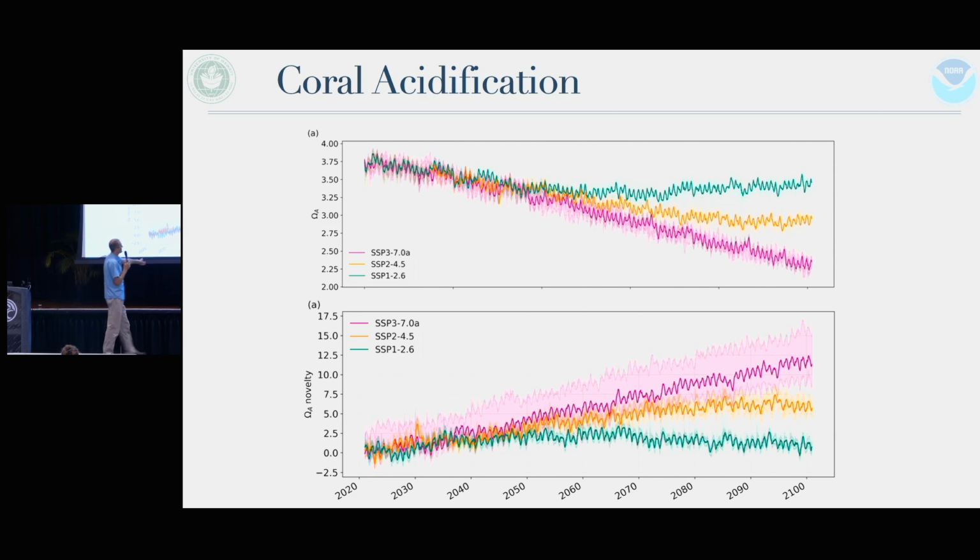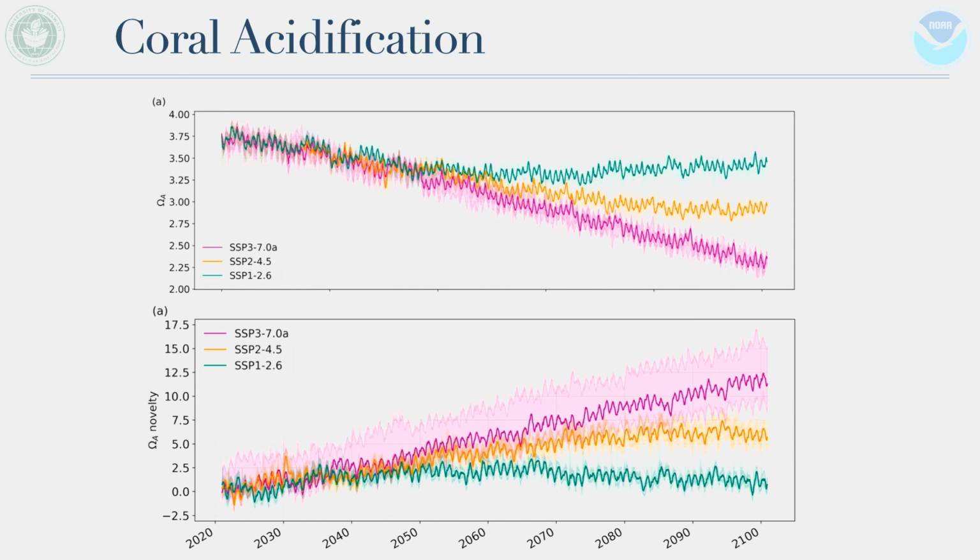And if you look at SSP1, in fact, conditions will remain very similar to today. SSP3, unfortunately, is roughly 12 times different than today, which you can kind of think of as 12 standard deviations away from what it is today, right? So unsustainable for the corals.